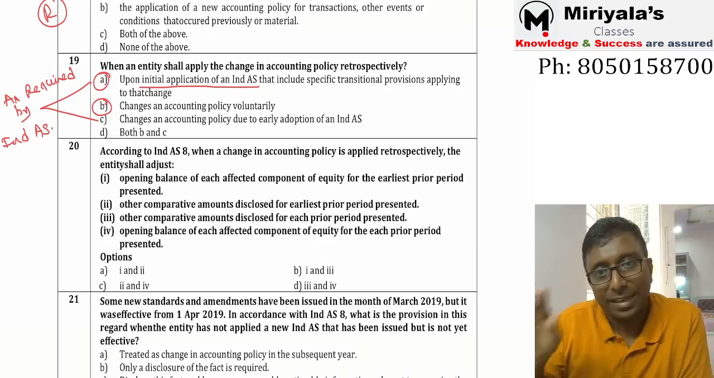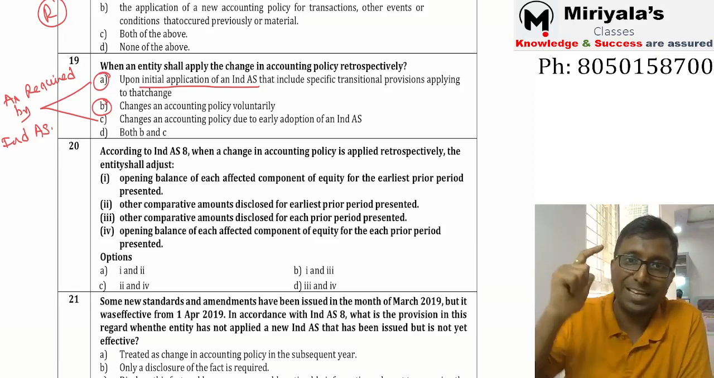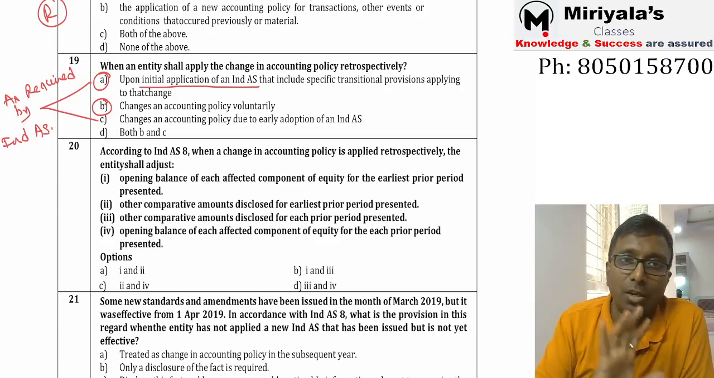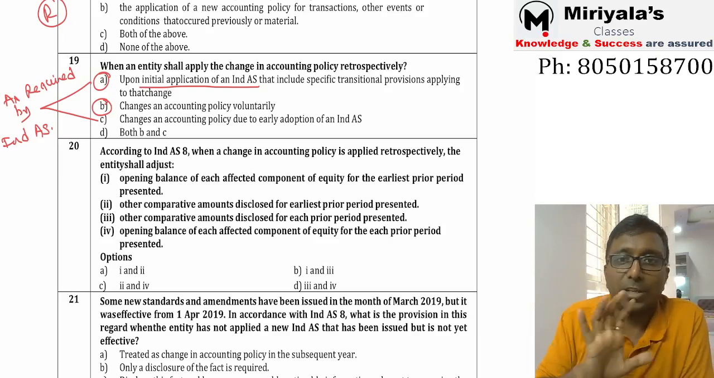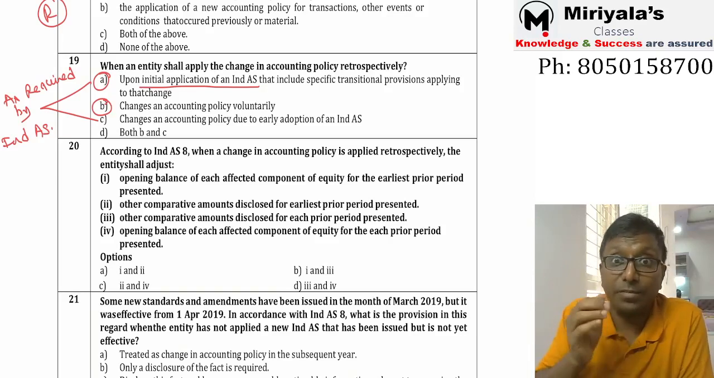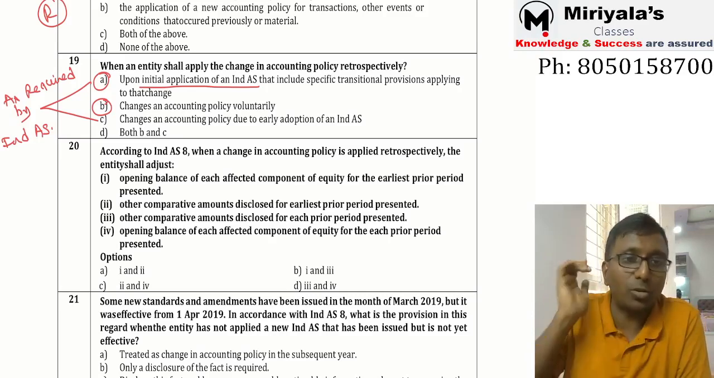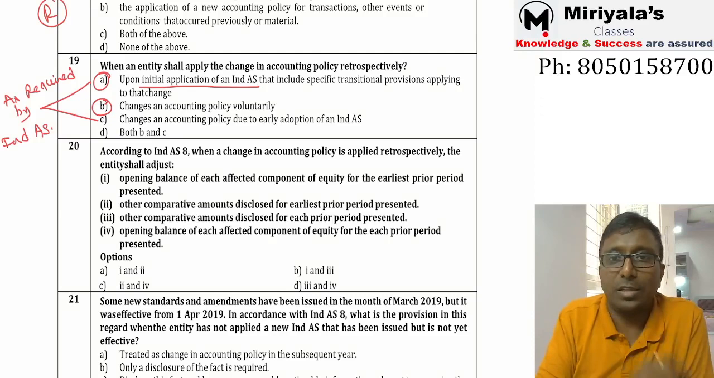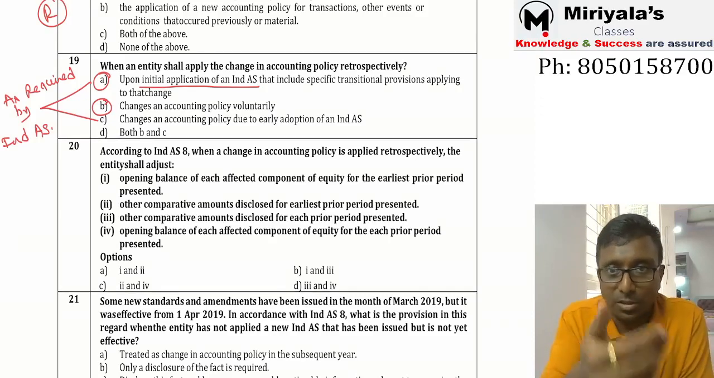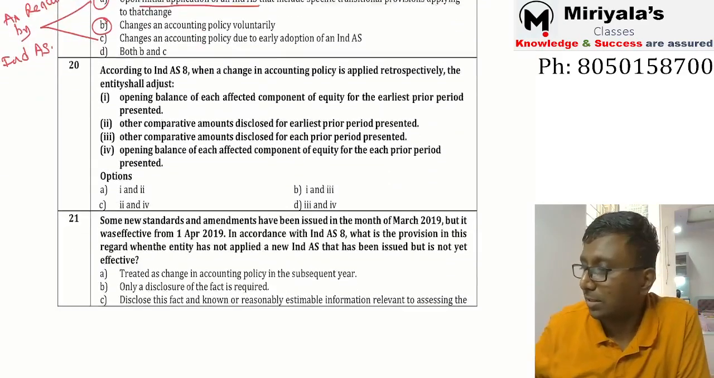Yeah, and the criteria and how to account for it is very clearly given by Ind AS. You don't need to follow retrospectively all the time. If there is no information given on how to adopt initially, then you are supposed to go by that, I mean, retrospectively. That is what we have discussed in the summary also.